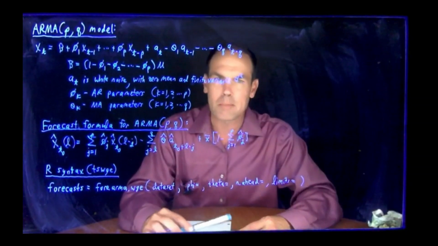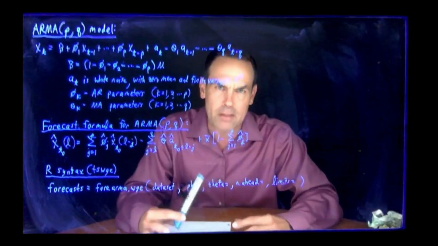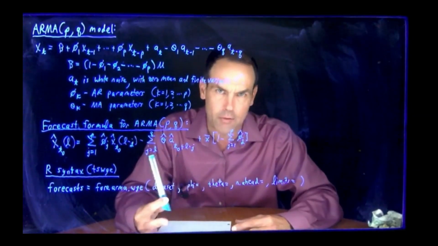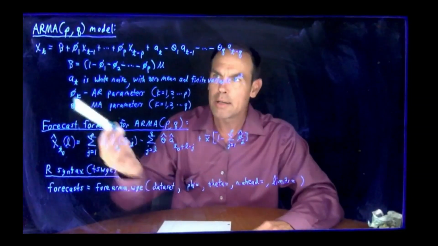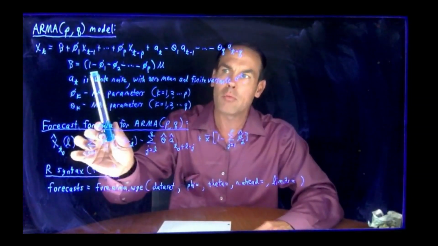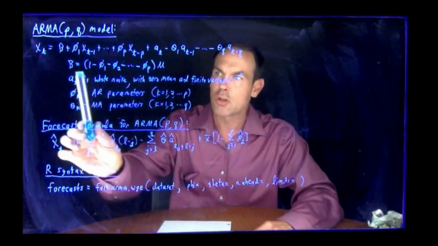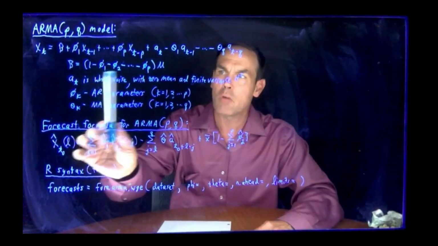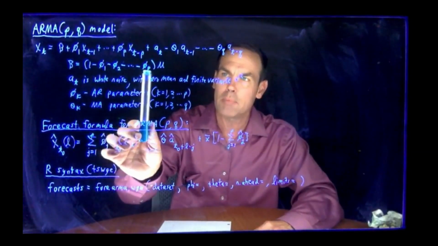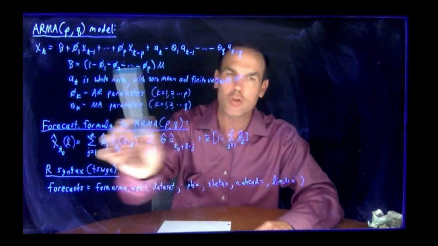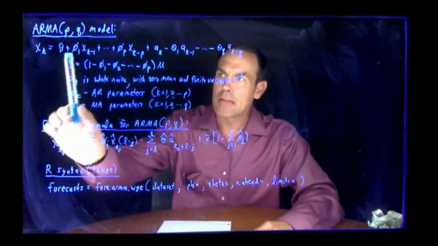Let's talk about a few things. Beta, you remember that's not exactly what we saw from the AR. So what's this beta? Well, it's just a different way to say the 1 minus phi1 piece. So the beta is 1 minus phi1 minus phi2 minus ... minus phi p, times mu. So it's the mean term, and so we put that here at the front.